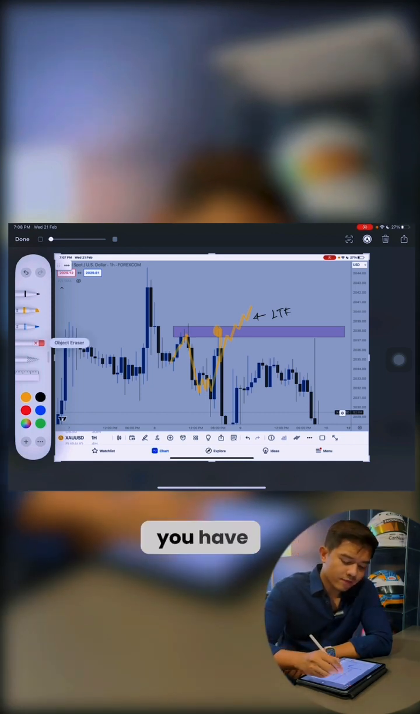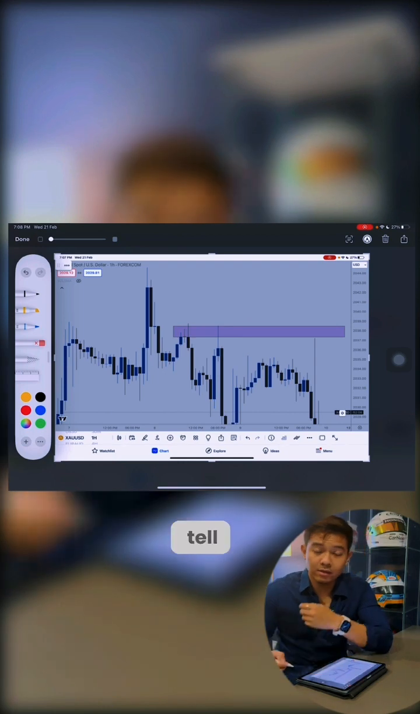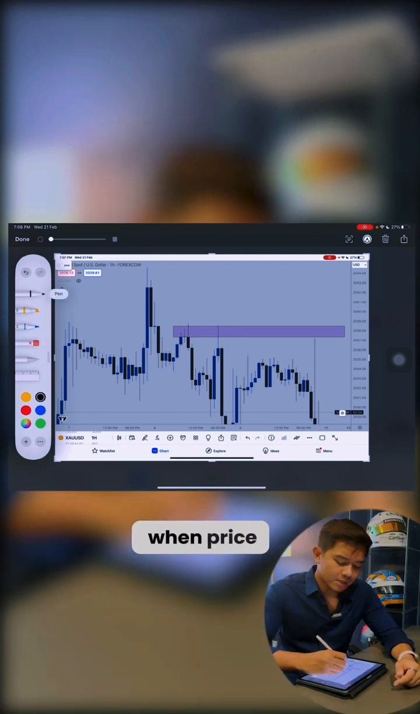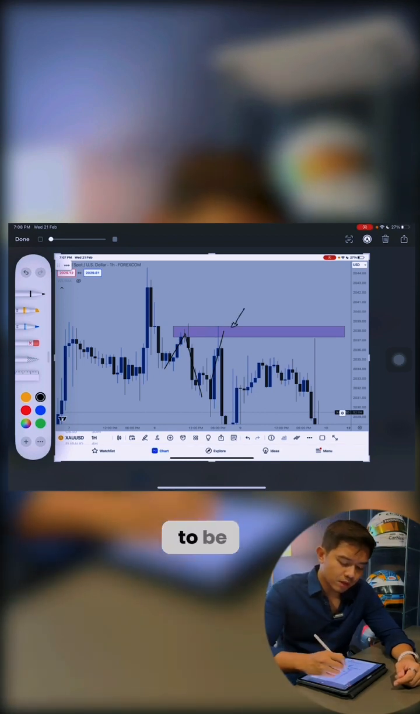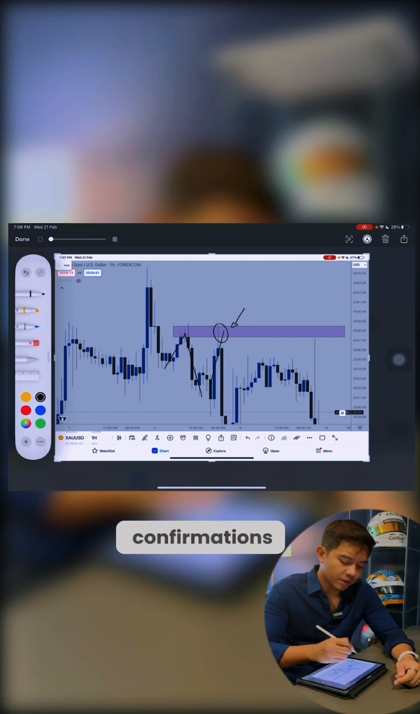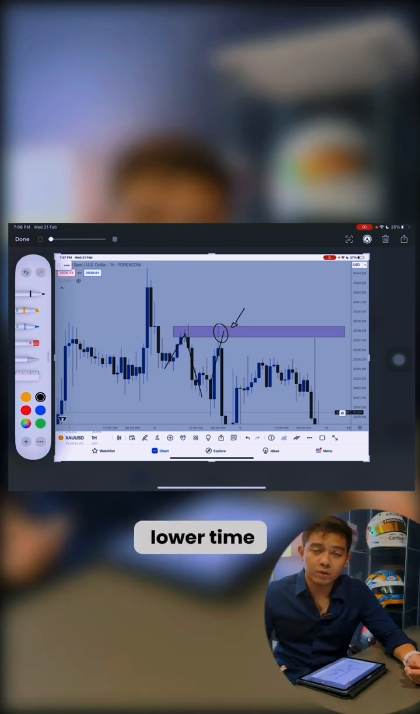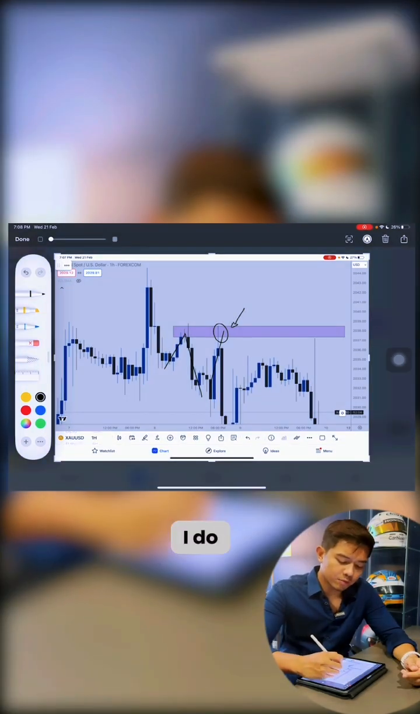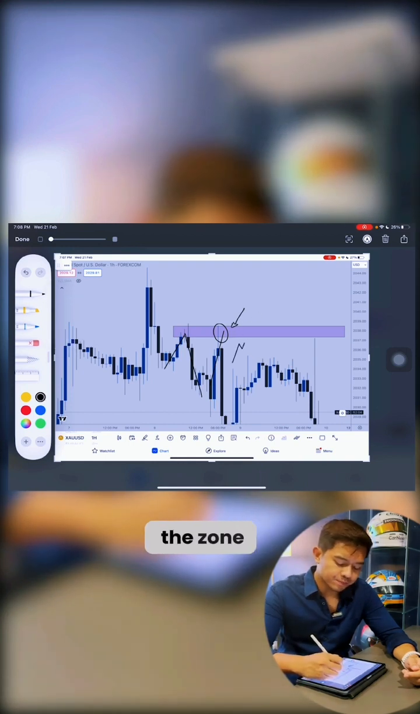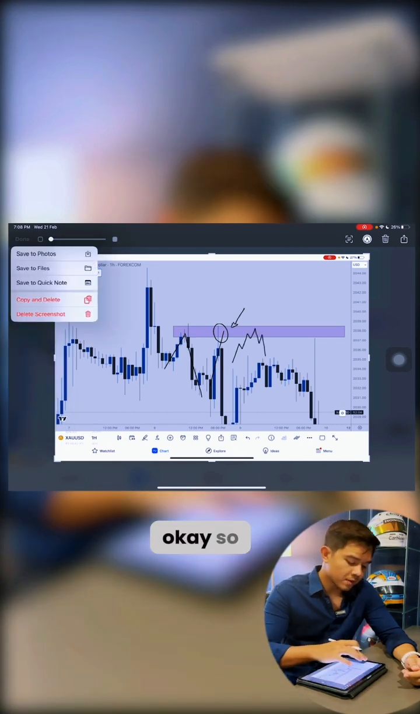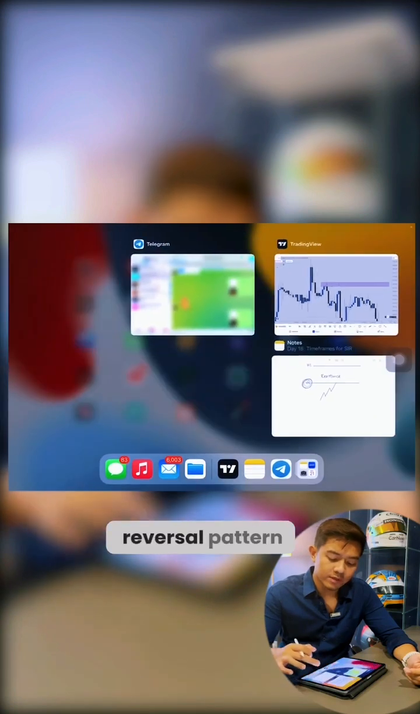So you have to always keep in mind and tell yourself that when price comes into my first zone, I want to be looking for stronger confirmations on my lower time frame, which is my M15. I do not want to be entering a sell in my zone when price is still doing this. I want to be entering in the zone when price is doing this. Okay? So that is what we call a reversal pattern.